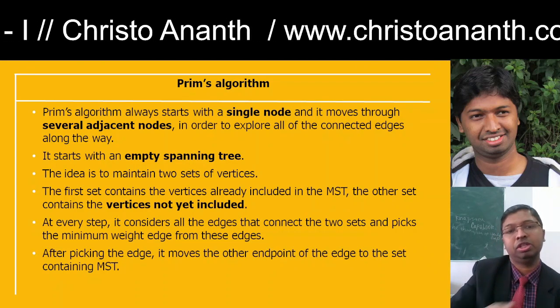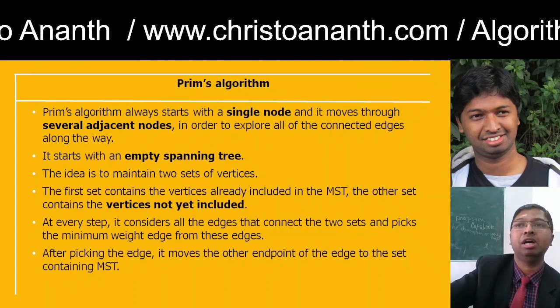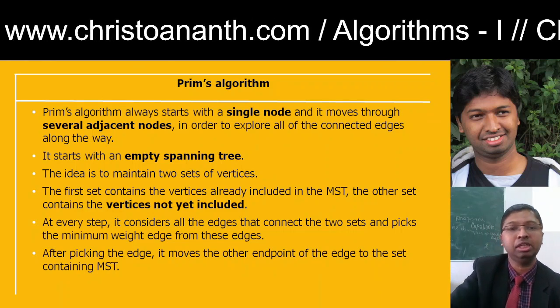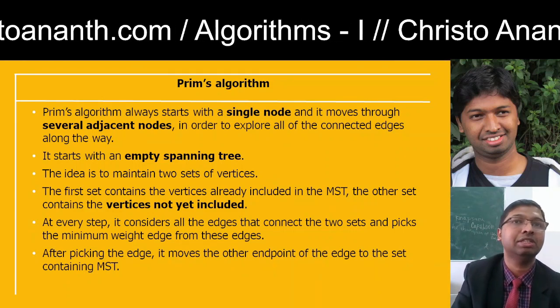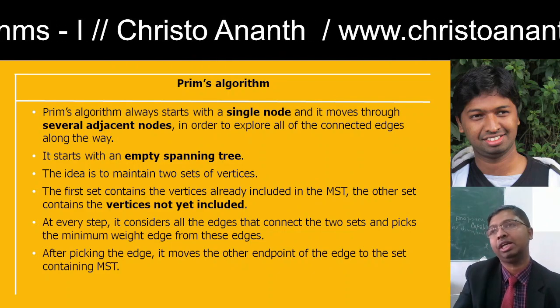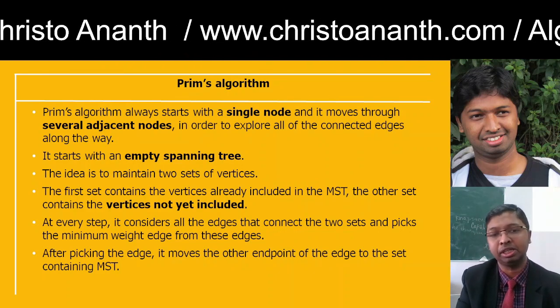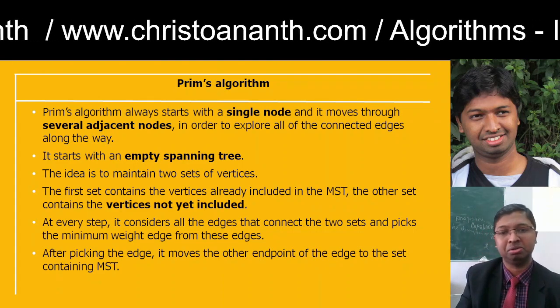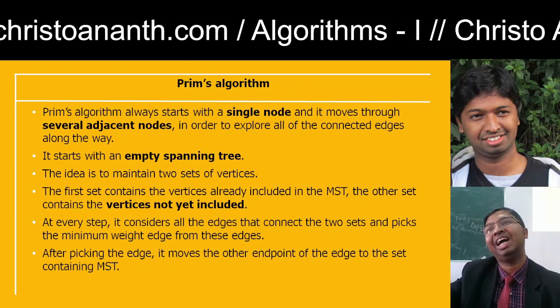So the first set will contain the vertices already included in the minimum spanning tree, and the other set contains the vertices not yet included. Every step will be considering the edges, and you will pick the minimum weight edge. After picking, it moves to the adjacent subsets.